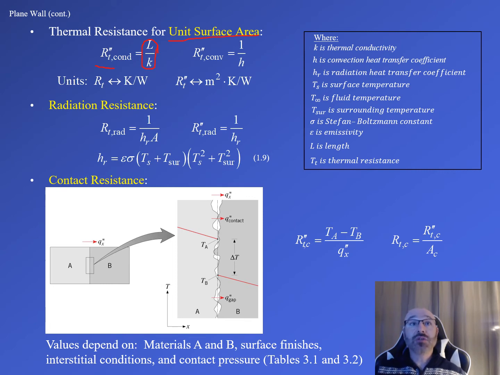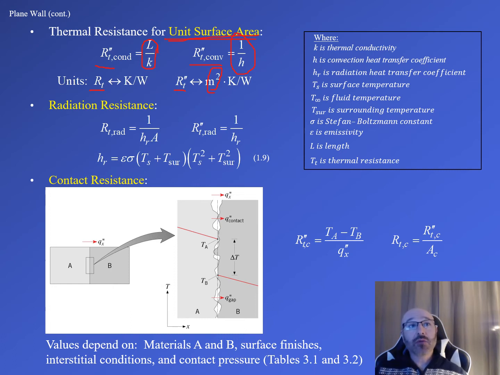We also notice the same thing over here, where we're dealing with convection. We have an R sub T double prime over here for convection of 1 over H, and again, that A is no longer there. Now, if we're going from our R sub T to our R sub T double prime, which is for our unit surface area, we again notice in our units there's that meter squared, noting that it's per unit surface area. So that's going to be the main difference in the equations we've seen on the previous slide as compared to our equations here.